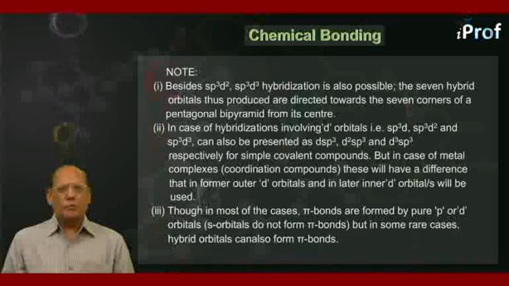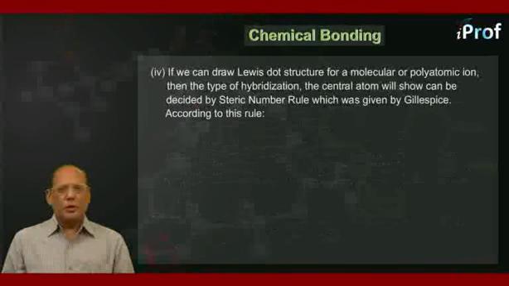Third point is, though in most cases pi bonds are formed by pure p or d orbitals, s orbitals do not form pi bonds. But in some rare cases, hybrid orbitals can also form pi bonds.